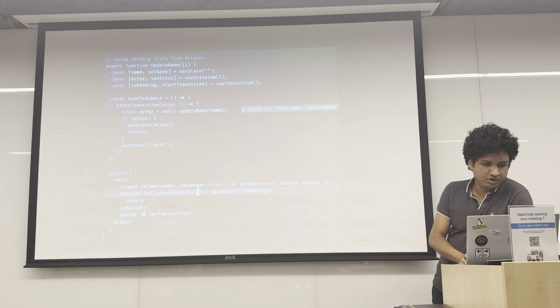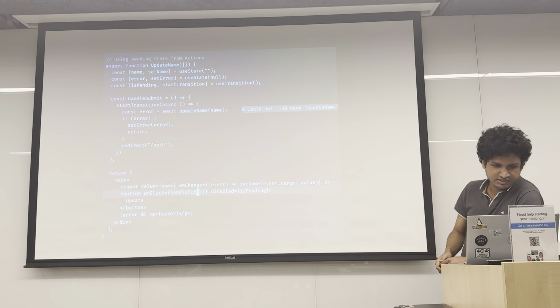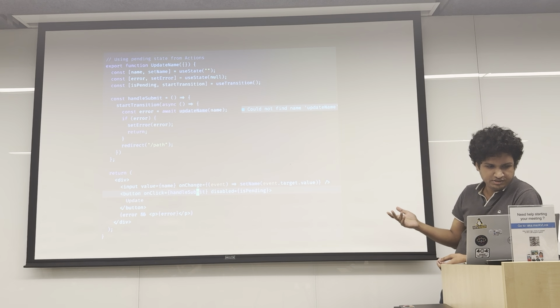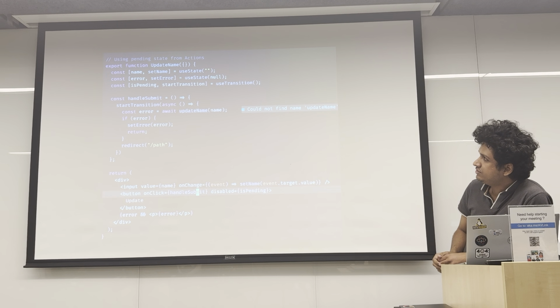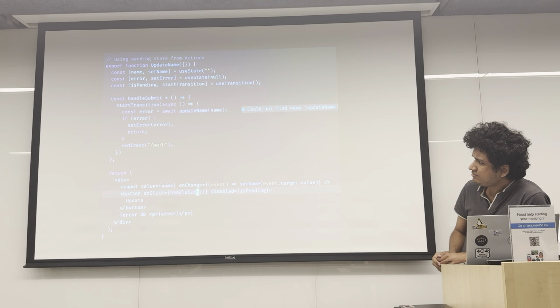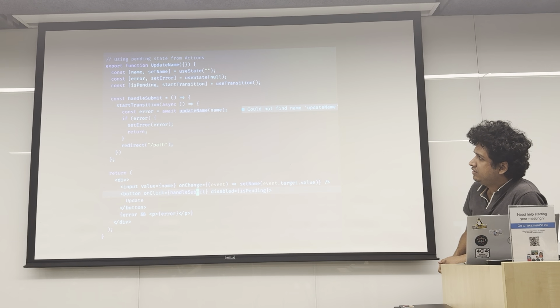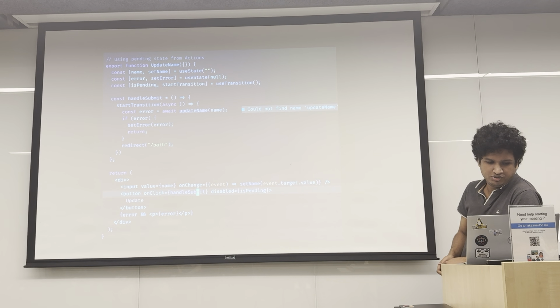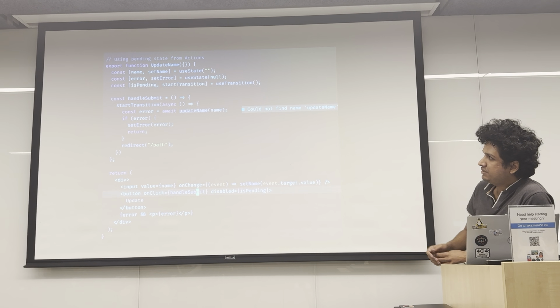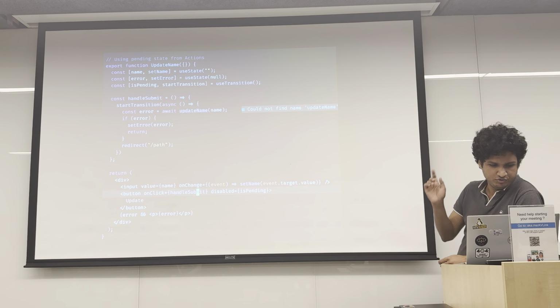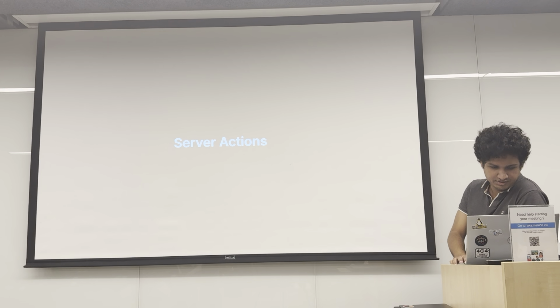Right. And you can also add a transition. You can use start transition and use the useTransition hook, which gives you the pending state, to store the pending states and the errors. And this will make it non-blocking, because the other one blocks the rendering of React, but this one will be non-blocking if you use the start transition.